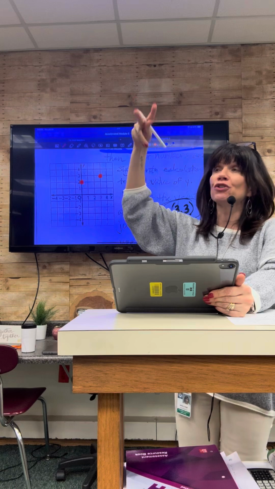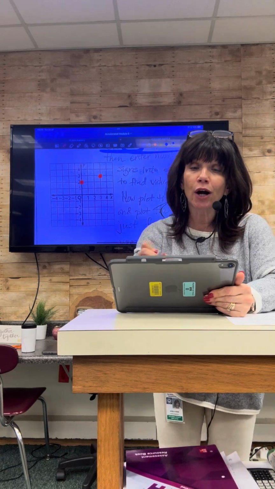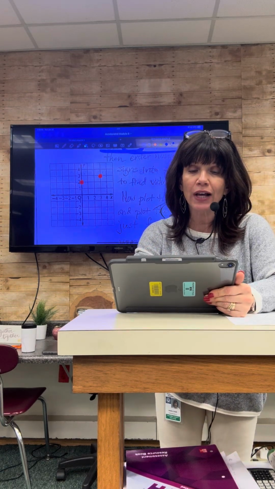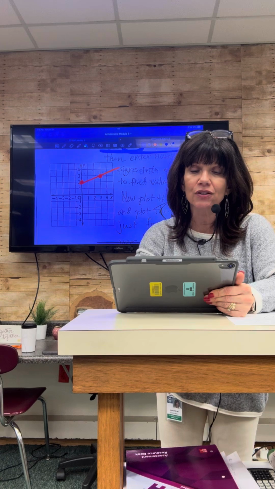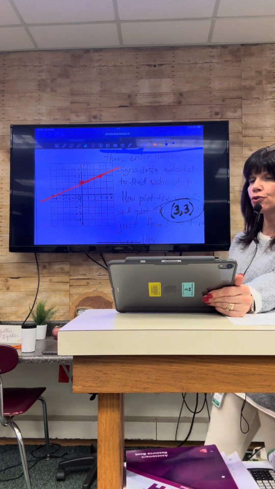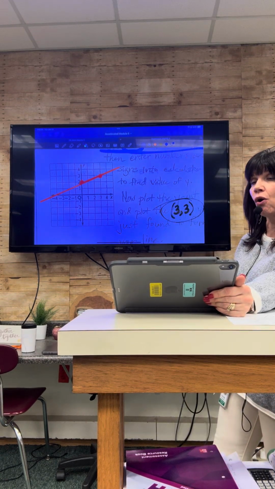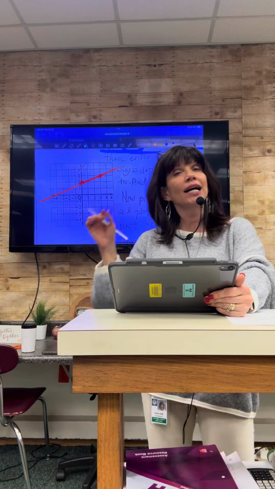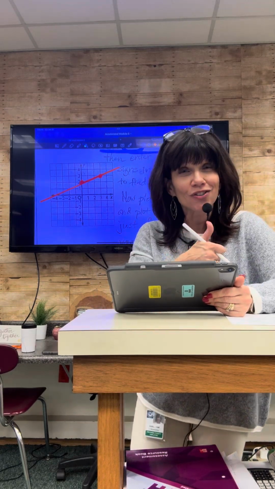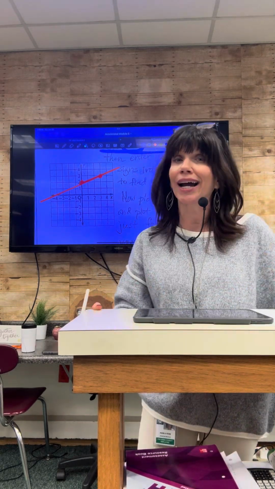Now that you have these 2 plotted points, you are ready to draw yourself a line that connects those 2 and goes all the way to the left and all the way to the right. Guys, this should get you off to a really good start on your review page. I hope that helped.